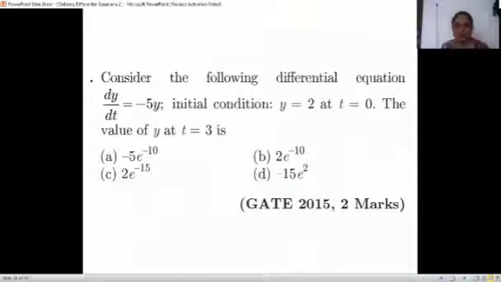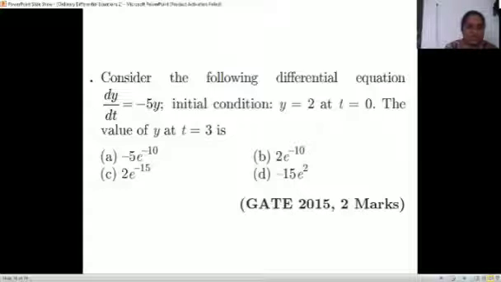Next question. Consider the following differential equation: dy by dt is equal to minus 5y. Initial condition is y is 2 at t is 0. The value of y at t is 3 is. Again the same question for 2 marks in GATE 2015. So we have an equation which is LDE, or we can consider this as ODE also, and we can separate the variables and solve. It's up to you how we solve it.